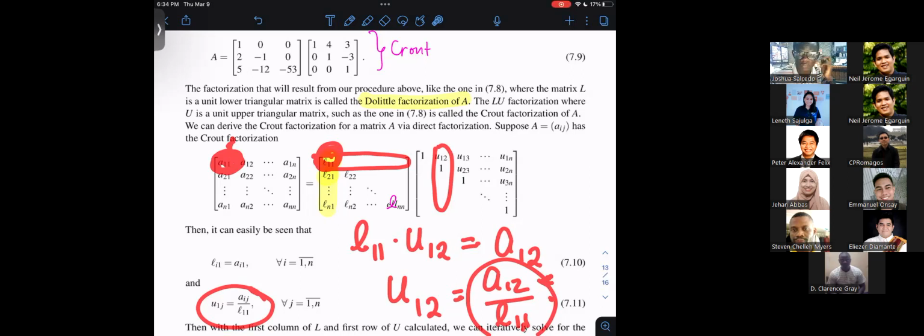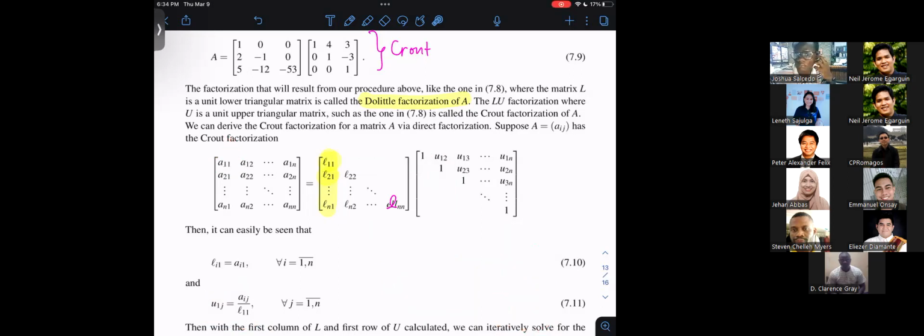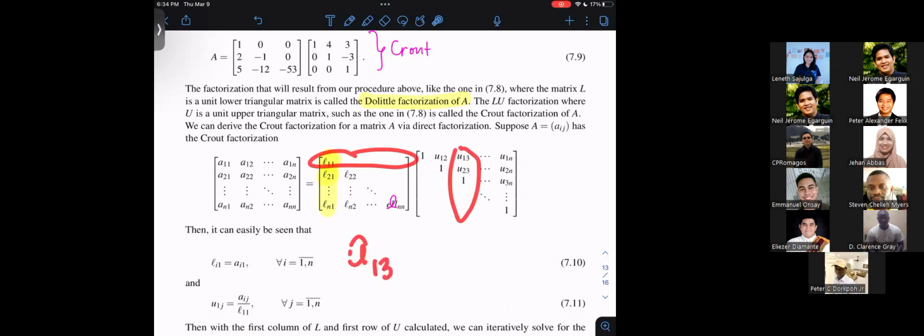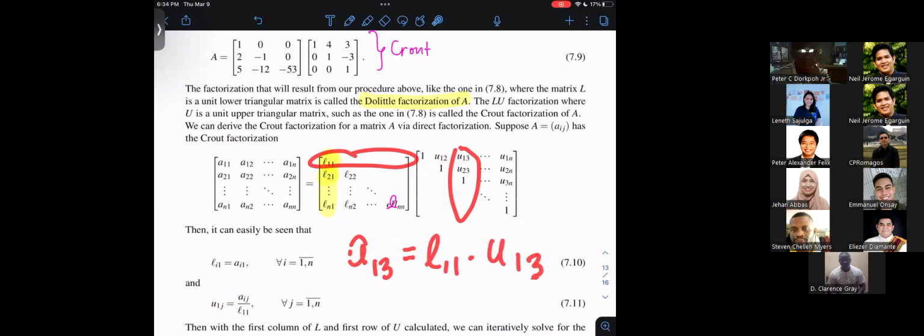All right. Now, again, you carry on the process. First row times the third column, you multiply them. The answer should be equal to A13, right? And then the product of the first row and the third column is L11 times U13. We already know L11 to be non-zero.